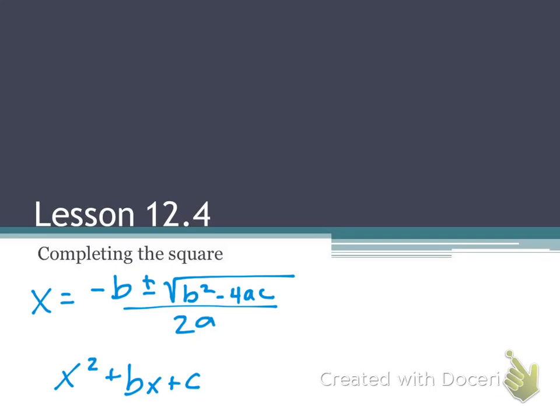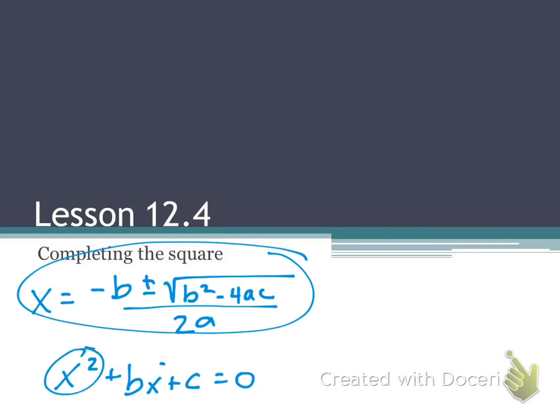We did all of that whenever I had an equation that looked like this: x squared plus bx plus c, and it normally equaled 0. Now we did this so that we could solve for x, because I could not solve for x since these are not like terms. So completing the square is, I think, an easier way to solve for x. Instead of using the quadratic formula, we are just going to use completing the square. And again, I think it's easier, okay?